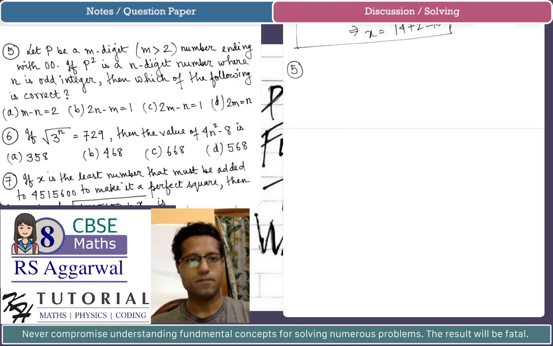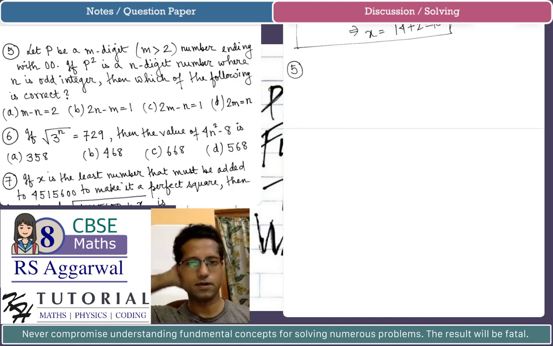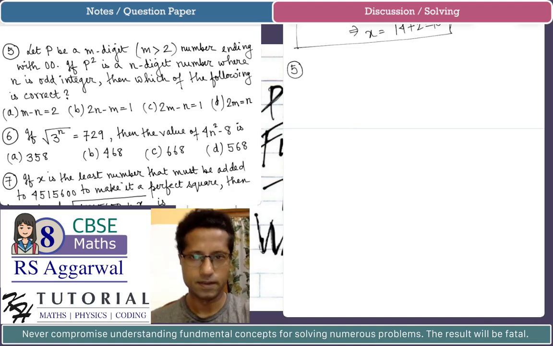Okay, problem number 5. Let P be an m-digit number ending with 00, where m is greater than 2. P is an m-digit number which is ending with 00. So already the number P has 2 zeros at the end. If P square is an n-digit number, where n is an odd integer, then which of the following is correct? Some relation is given as choices between n and m. We have to find the relation between n and m.